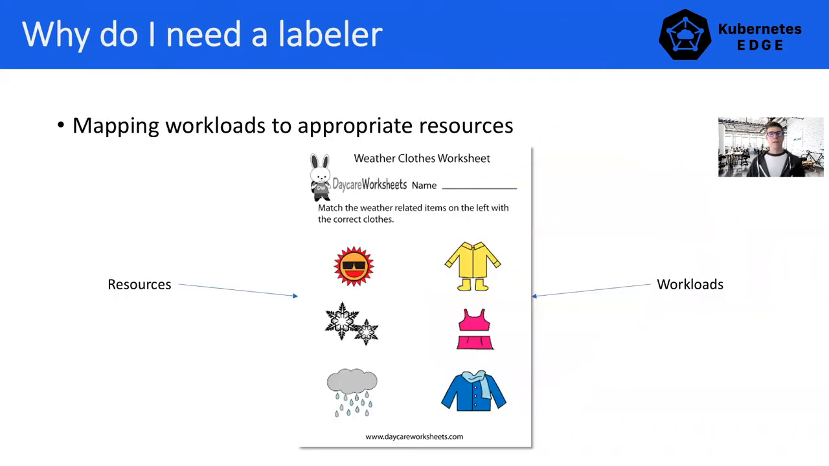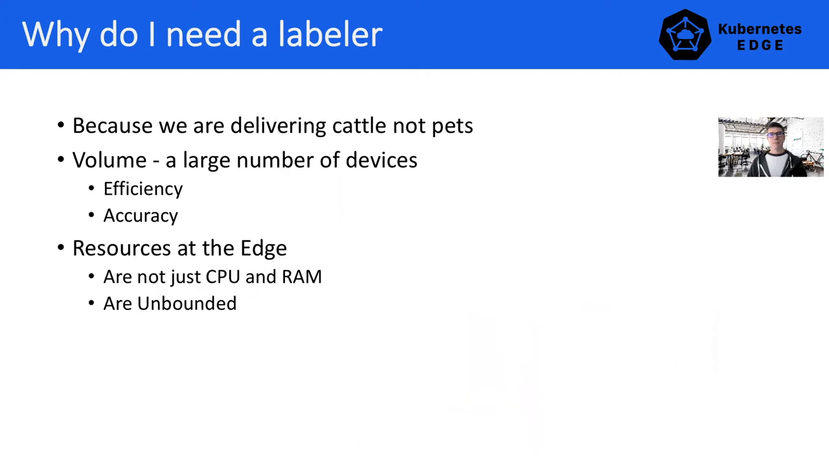So why do I need a labeler? I think the number one benefit is for the ease of just mapping workloads to resources. Here is a five-year-old worksheet, right? A kindergarten worksheet, finding the resources. That's what this node feature discovery is doing for us. In addition, I would say that with massive numbers of devices, we must automate. It's not an option. We have to automate, right? And then, of course, the resource types that we're targeting don't fall neatly into the CPU and RAM category.